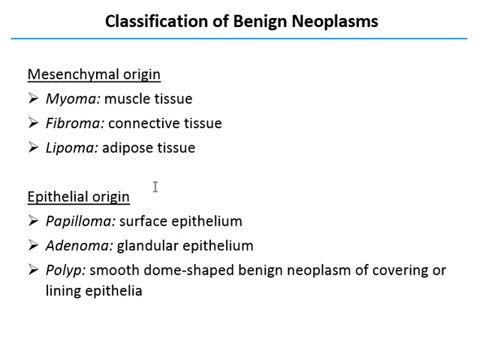Neoplasms may also originate from epithelial origins. Papilloma is a neoplasm that arises from surface epithelium. Those that arise from glandular epithelium are termed adenoma. And a polyp, we've mentioned that briefly before, it's a dome-shaped benign neoplasm of the covering or lining epithelia.